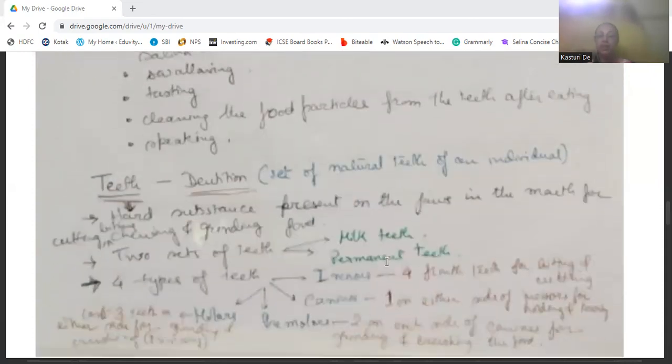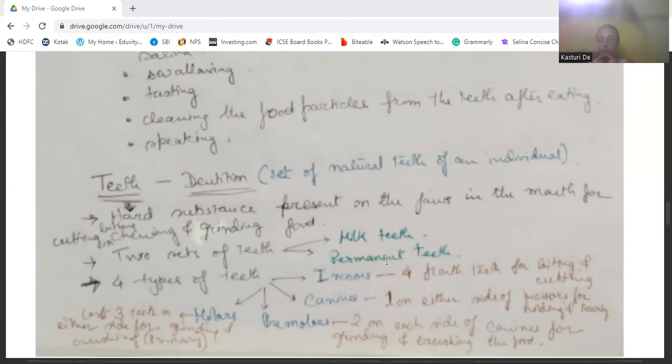Then we come to the teeth. The arrangement of the teeth, the set of natural teeth of an individual, is known as dentition. Now, what are teeth? They are the hard substances present on the jaws in the mouth for cutting, biting, chewing, and grinding the food. Two sets of teeth are there: milk teeth and permanent teeth. Four types of teeth are there: incisors, canines, premolars, and molars.